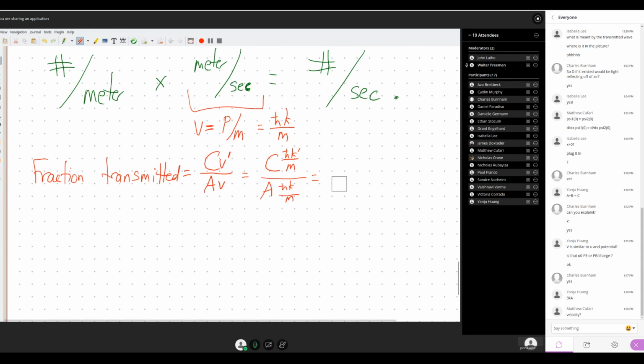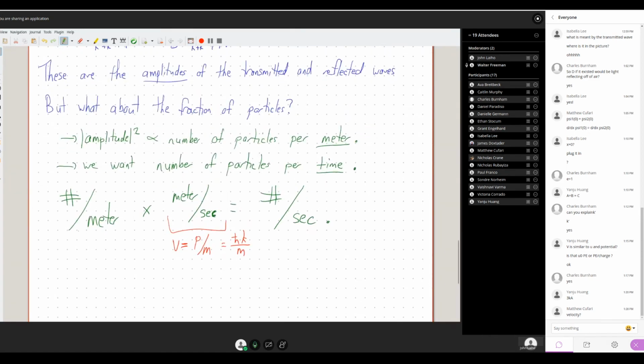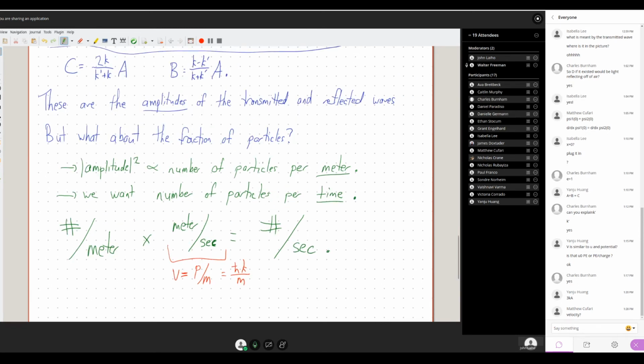Oh, shoot. I'm going to back up here. I made a mistake. I am so sorry. Let me back up and say something. Again, I am sorry. I'm a little bit scattered because I've been doing another class. So the amplitudes of the transmitted and reflected waves are A, B, and C. But the amplitude squared is the thing I actually want, right?